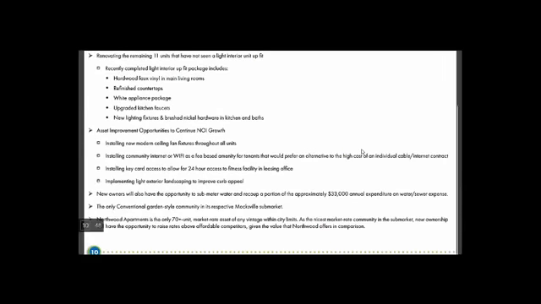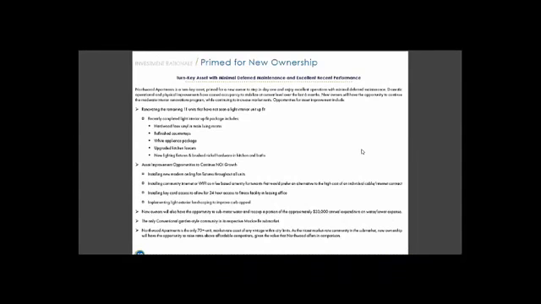Northwood Apartments is the only 70-plus unit market rate asset of any vintage within the city limits. As the nicest market rate community in the submarket, new ownership will have the opportunity to raise rates above affordable competitors, given the value that Northwood offers in comparison. I don't recommend that. You never want to be the highest guy in the market.